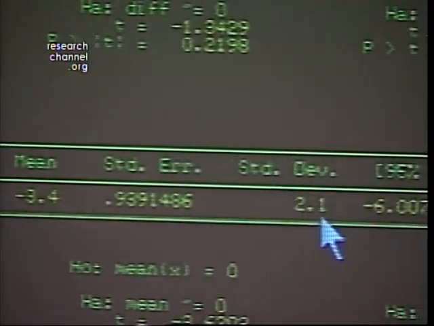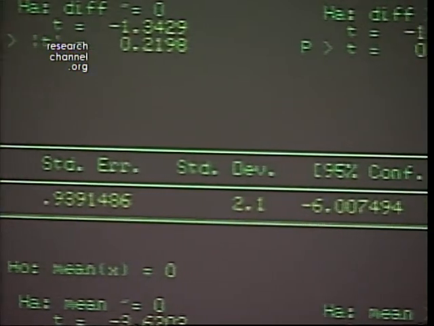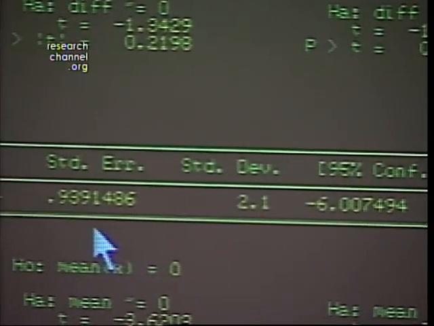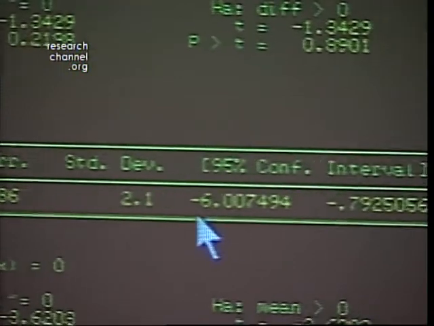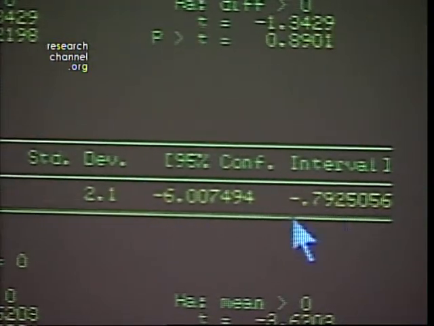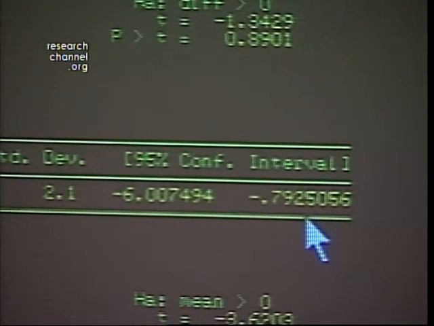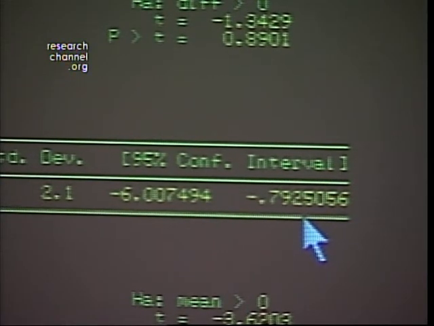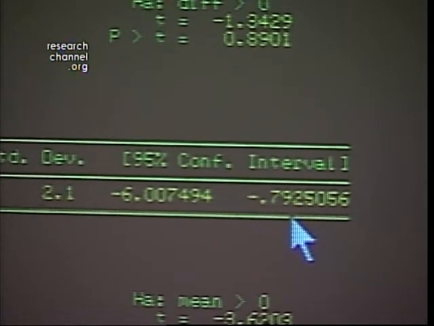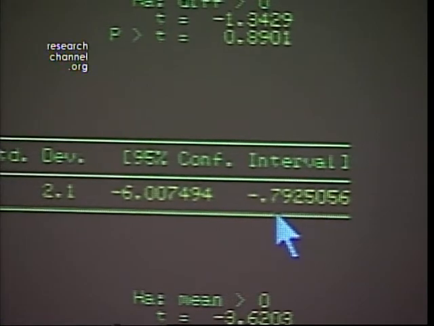Standard deviation is 2.1, so 2.1 divided by the square root of 5 gives us the standard error. And we see here the confidence interval that ranges from negative 6 up to about negative 0.8, just like we derived by hand. It doesn't include 0, just barely doesn't include 0.